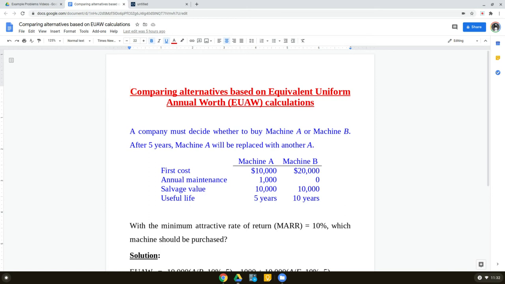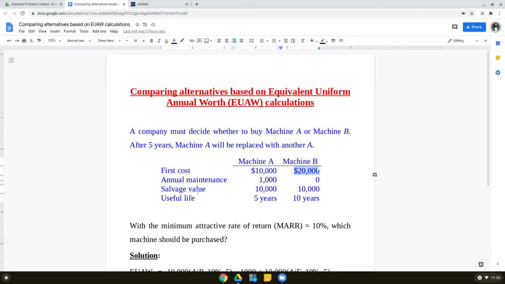After 5 years, machine A will be replaced with another A. Okay, that's good to know. So we have some cash flows associated with each machine that are given. For example, the purchase price of machine A versus purchase price of machine B, the first cost, right? That's $10,000 for machine A and $20,000 for machine B. Then we have annual maintenance cost, that is $1,000 for machine A and no annual maintenance cost for machine B.